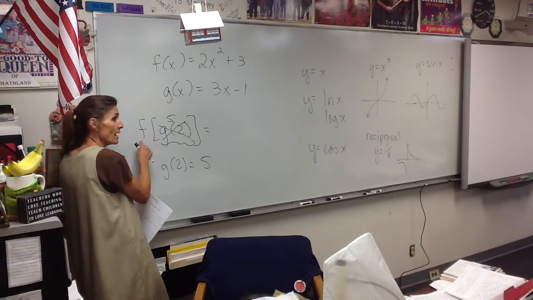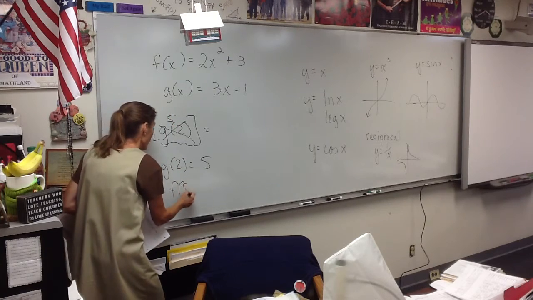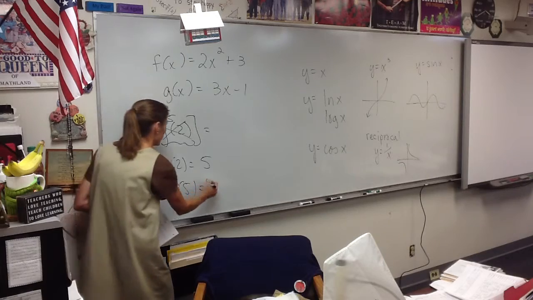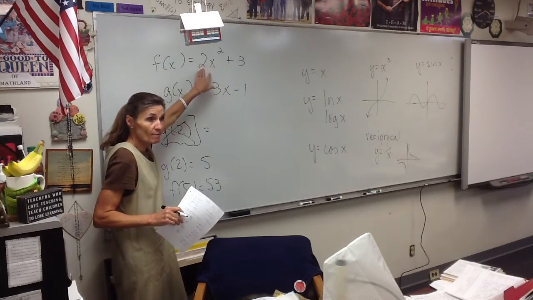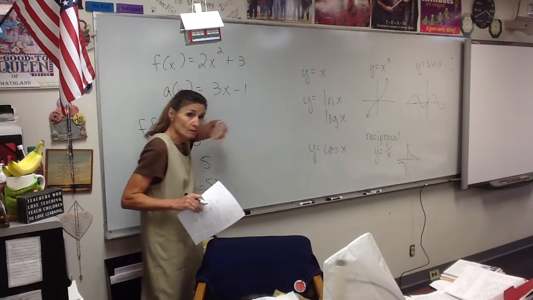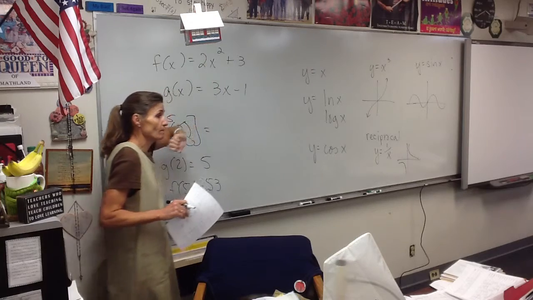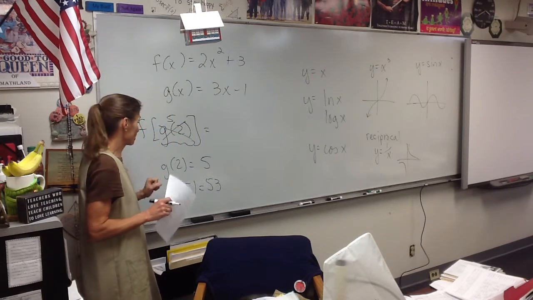So what am I doing now? I'm finding f of 5. What is f of 5? 53. 5 squared is 25 times 2 is 50 plus 3. Remember, you do exponents first. Do not multiply by 2 first.